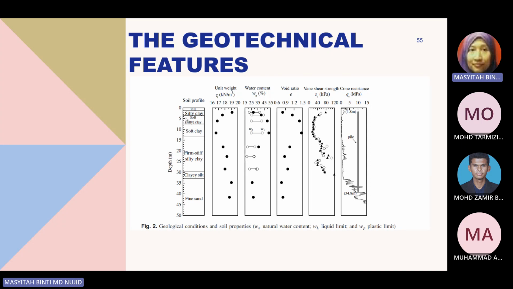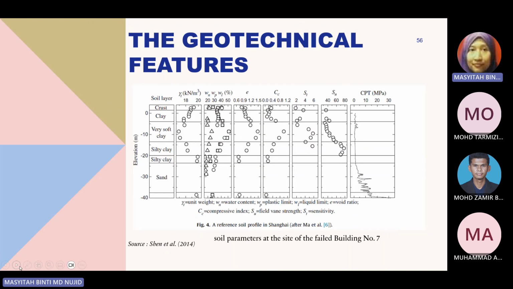However, since it has a different soil profile, with a very soft clay a few meters below the ground surface, it shows that the bearing capacity and the strength of the soil are very low. So there's another reason why the failure can occur at this particular site. And the same thing, from a different source, obtained from Shen et al. 2014, indicates the same result for the building marked as number 7. So these are the soil parameters at the site.